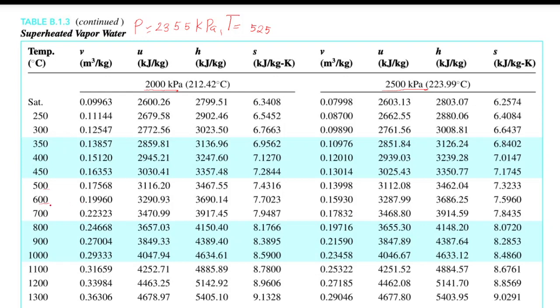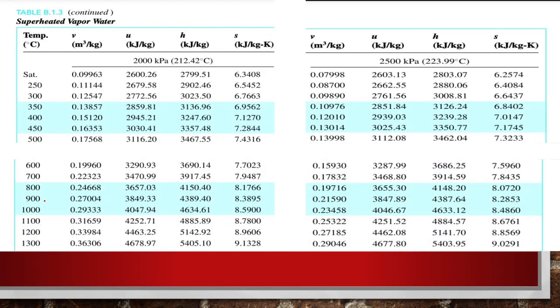We have to find the value at 525, which is in between 500 degrees Celsius and 600 degrees Celsius. So we have to squeeze through. So this is 525 degrees Celsius. And in between is 2000 kilopascal and 2500 kilopascal. So we have 2355 kilopascal.